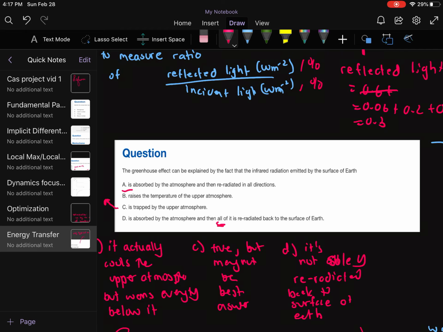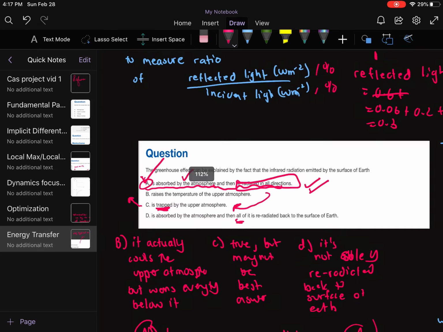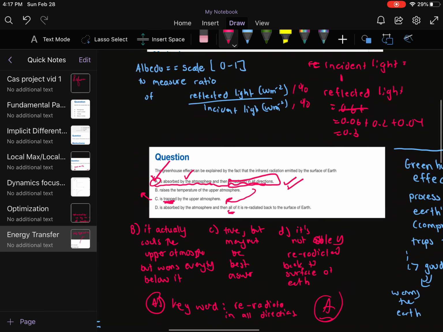And so if you look at A, it's absorbed by the atmosphere, true, and then re-radiated in all directions. This is the key difference that I think makes it a better answer because it's actually true, and it's basically explaining both the fact that it's absorbed and also that it's re-radiated in all directions. That probably makes A the better option. I think C could also be wrong because trapped is not necessarily the right word, but I think the idea which it's going at is definitely correct. But A is a better answer ultimately. Hence the answer is A.